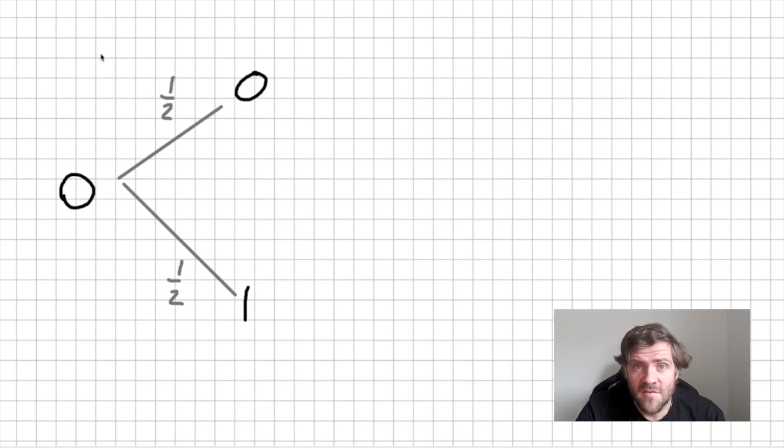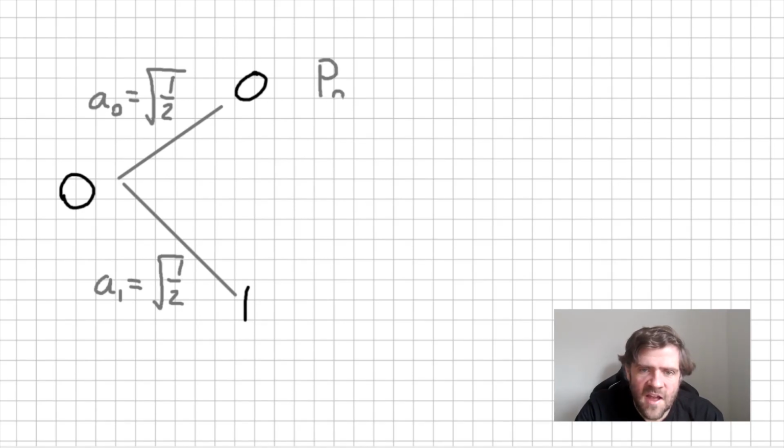probability amplitudes. So here we're going to have a probability amplitude of A0, and here we're going to have a probability amplitude of A1. And these amplitudes are, in this case, just the square root of the probabilities. In this case, they're both square root of half. And the probability of getting the output 0 is just the square of the corresponding amplitude A0. The probability of getting the output 1 is just the square of the corresponding amplitude A1.